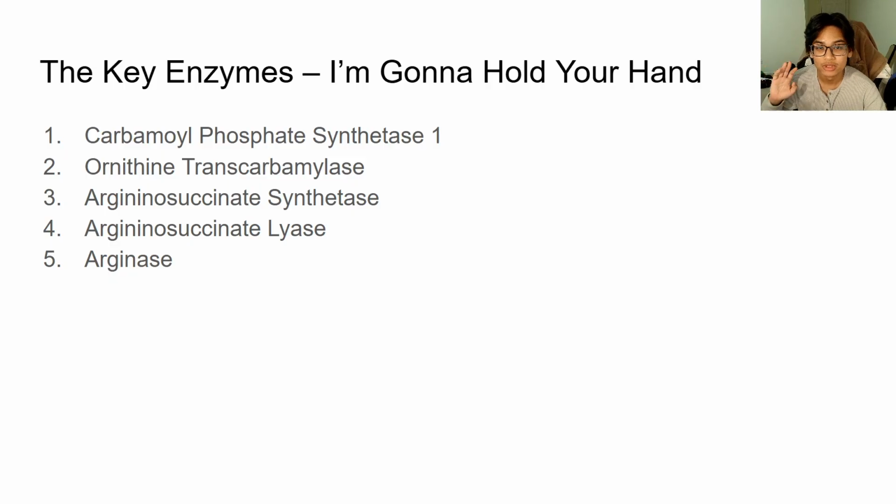So now the key enzymes. I'm gonna hold your hand through this, okay? The first one is carbamoyl phosphate synthetase. He wrote it wrong on the slide. The second one is ornithine transcarbamylase. He wrote the third one wrong and the fourth one wrong. Argininosuccinate synthetase, and then argininosuccinate lyase, and then arginase. You're probably not going to remember the full names, and neither am I.